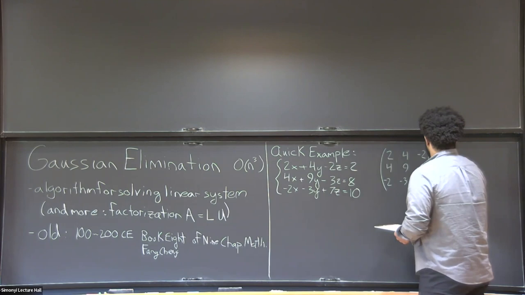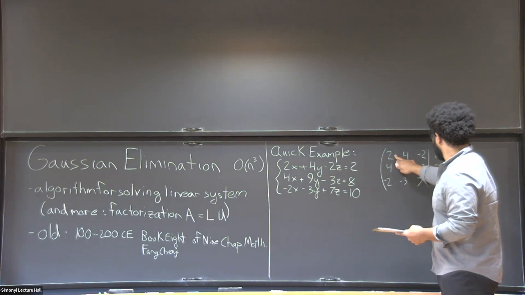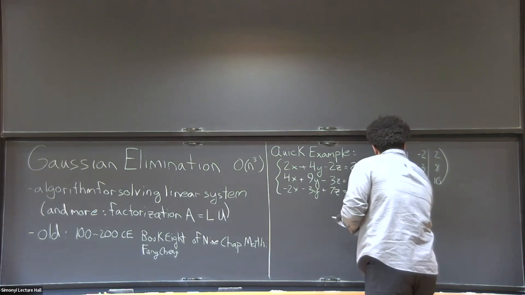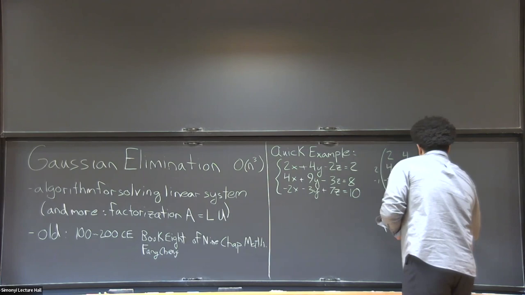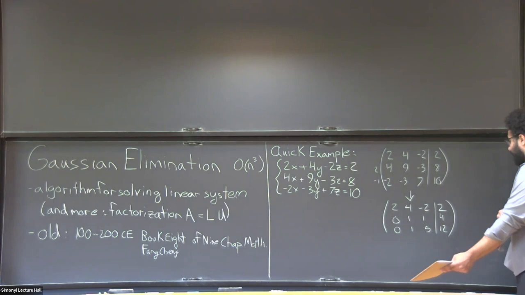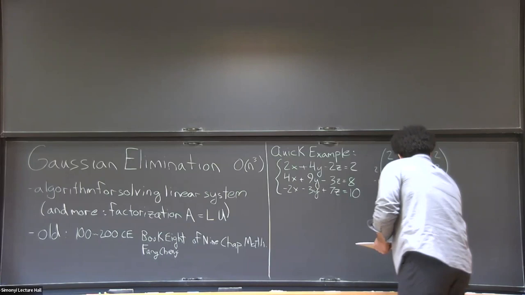Okay, and so what can we do? Well, we're going to subtract 2 times the first row from the second, and we're going to subtract -1 times the first row from the third. So I'll put a little 2 here and -1 here to denote that. And what do we get? We get the matrix with the first row the same, and then 0, 4, 0, 1, 5, 12. And then we have one last step. We need to subtract a multiple of the second row from the third, and we're just going to subtract the row itself, so it's just a scaling of 1. And what we get is the matrix.